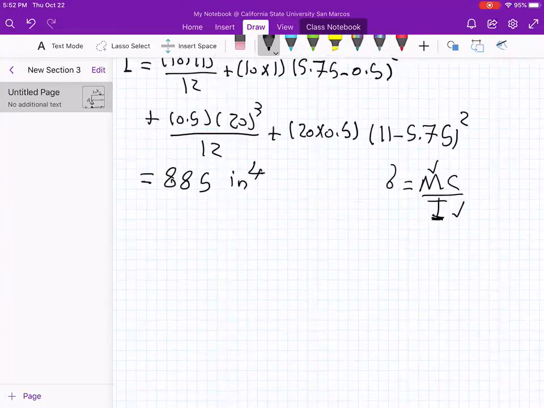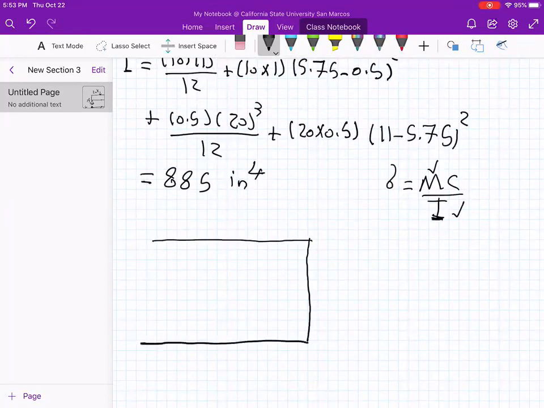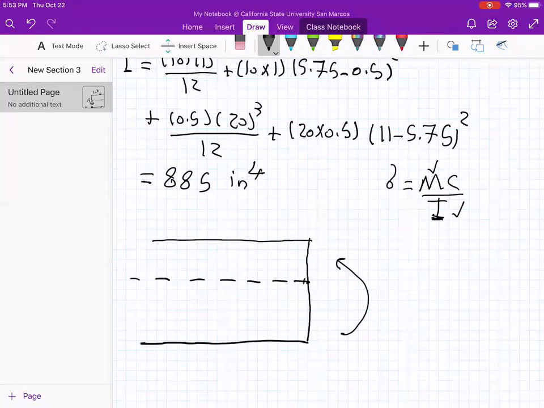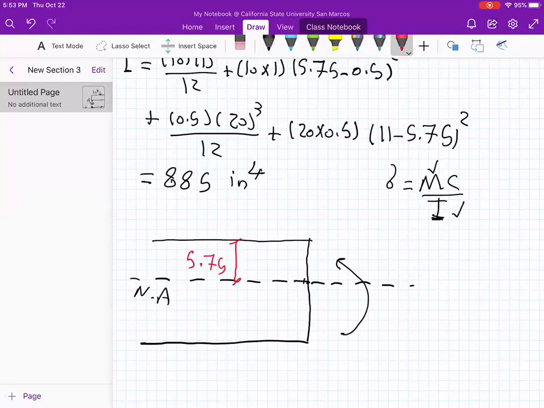If we have this part in the largest scale, we have a moment here, okay? So the cross section, we have 5.75, the Y bar, and it looks like this. It's the neutral axis. Let me write with the color. This is the 5.75 you found, the Y bar. Can you tell me what is this distance?